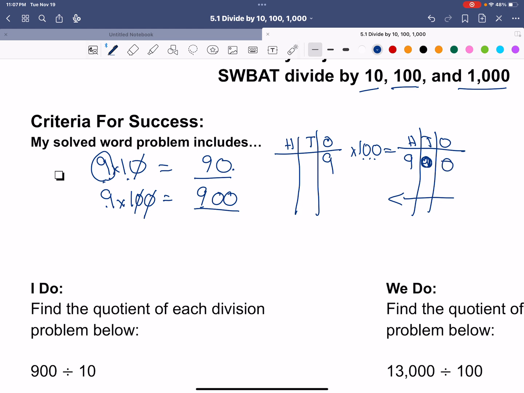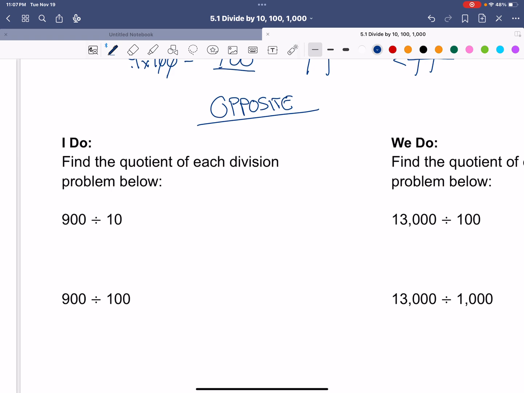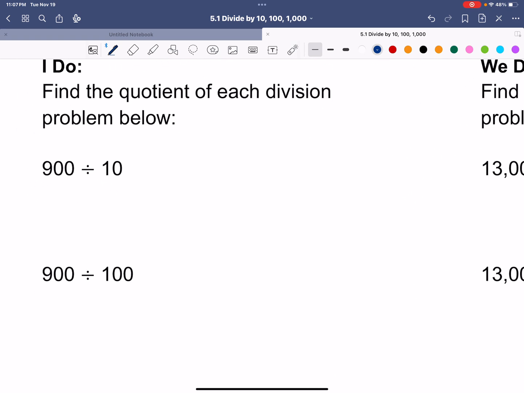So now we're going to do the opposite, okay? And the opposite of multiplication is division, of course. So let's take a look here. Find the quotient of each division problem below. Now, this is my dividend, right? So, and this is my divisor. Just for reference, I'll be talking about it. And then my answer is called my quotient. So let's go ahead and find the quotient.